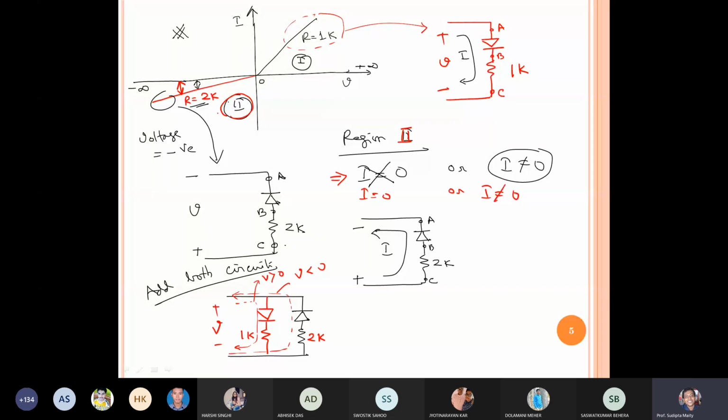कौन सा वाला केस है? In region 2, I का वैल्यू क्या है? Not equal to 0, sir. So not equal to 0, so I have to assume this one, so I cannot take this one value. So as I is not equal to 0, I can be a positive value or I can be a negative value. Now you observe. So I is taking a negative value. Okay, so as I is taking a negative value, and here the voltage is also negative.